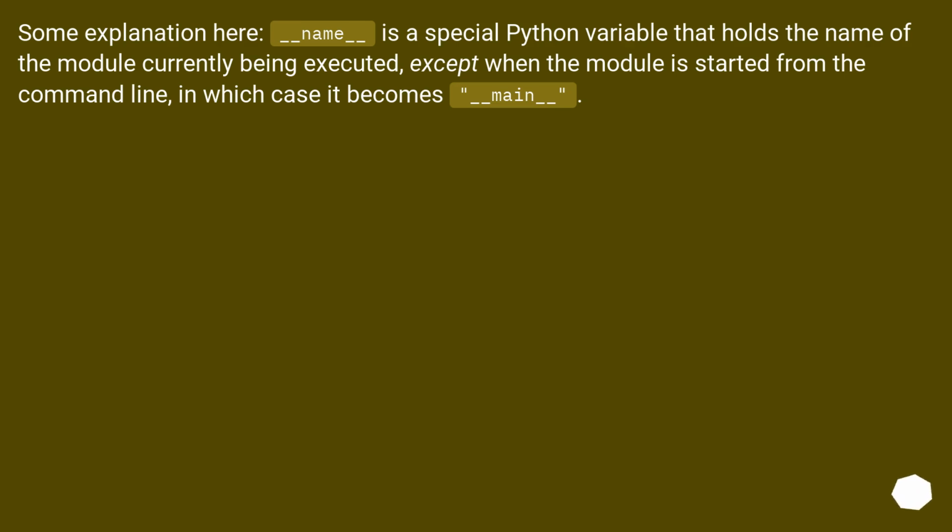Some explanation here. __name__ is a special Python variable that holds the name of the module currently being executed, except when the module is started from the command line, in which case it becomes __main__.